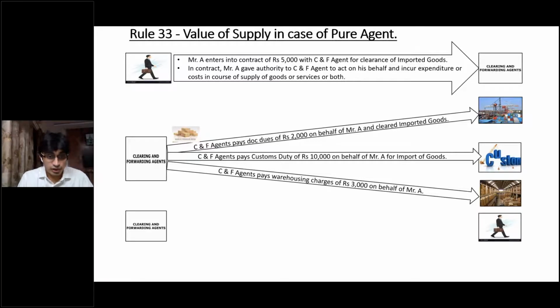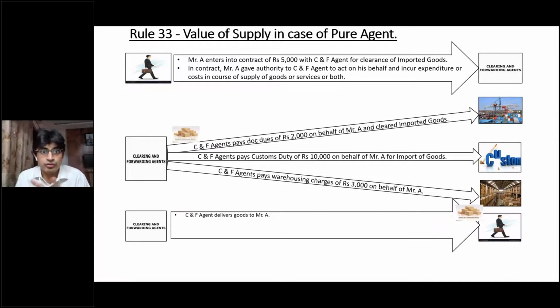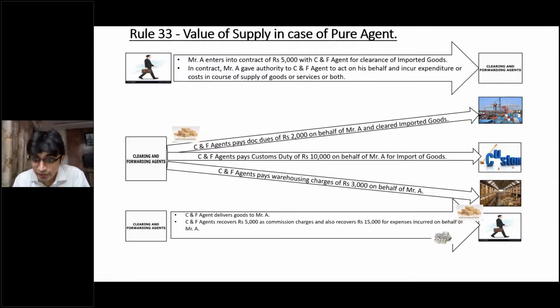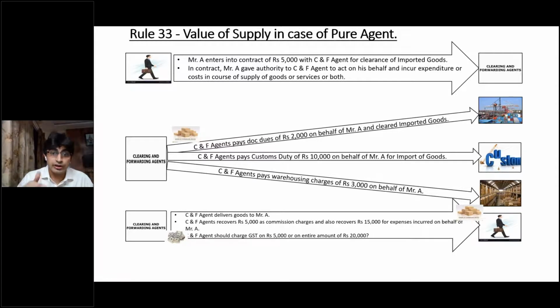Okay, now see what happened. The CNF agent delivered goods to Mr. A. It was my responsibility to deliver goods. They recovered 5,000 rupees, which was the decided commission, and they also recovered 15,000 rupees, which they incurred on my behalf. Should they charge GST only on 5,000, or should they charge GST on 20,000? Will these 15,000 be included in the value of supply or not? Is the question. The 5,000 is their commission, obviously that will be there. The 15,000 they incurred on my behalf, will that also be included?